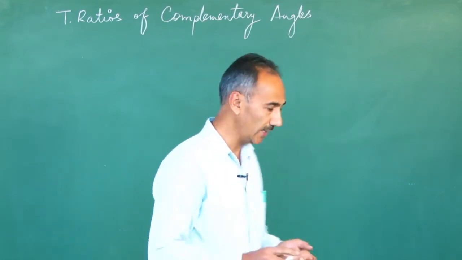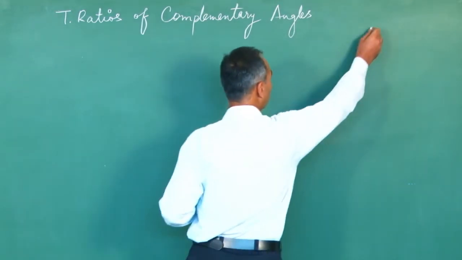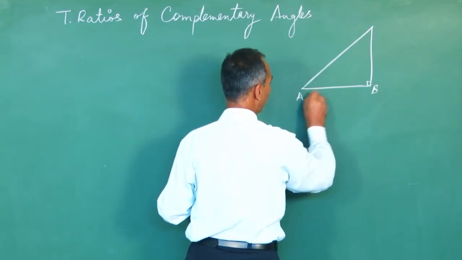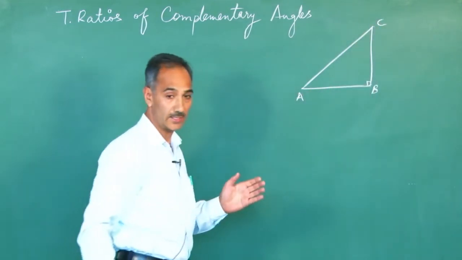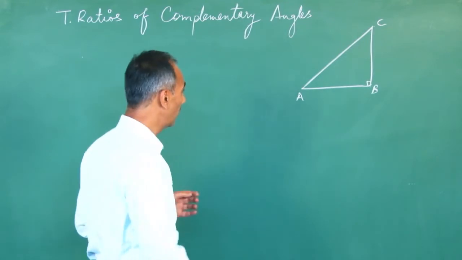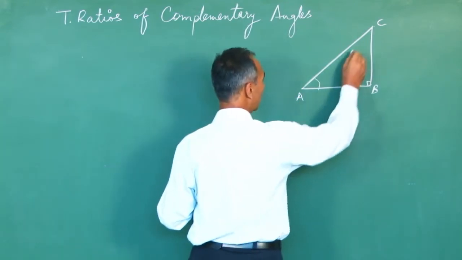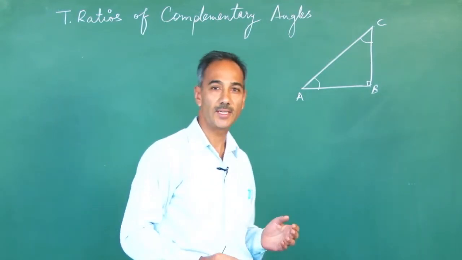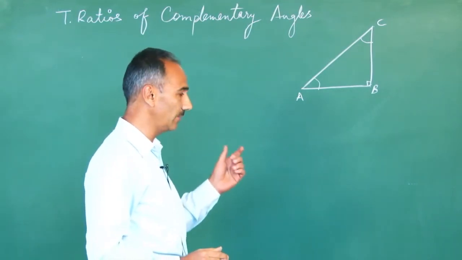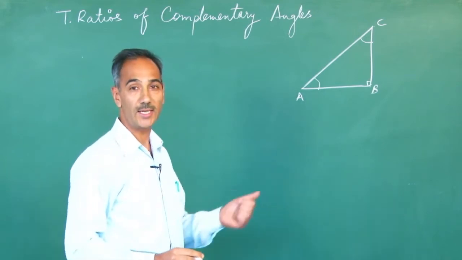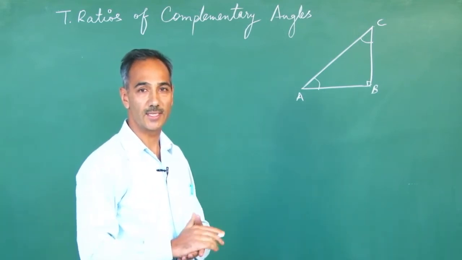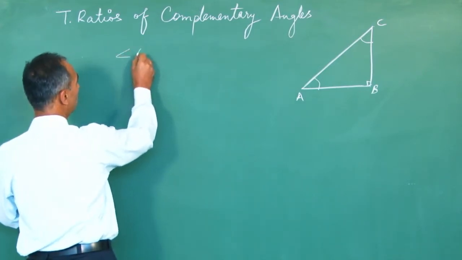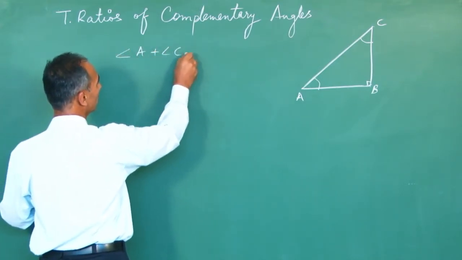Let's take the case of a right angle triangle. My right angle triangle is ABC, because we are dealing with a right angle triangle as far as trigonometry is concerned. Now, this angle A and this angle C are both acute angles, but as per the angle sum property, A plus C is 90 because angle B is 90. So in a right angle triangle, the two acute angles are always complementary. So in triangle ABC, angle A plus angle C is 90.